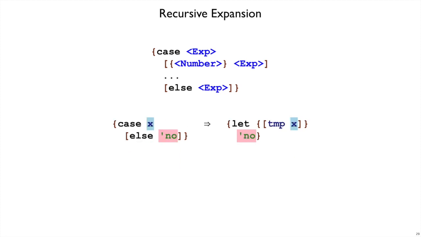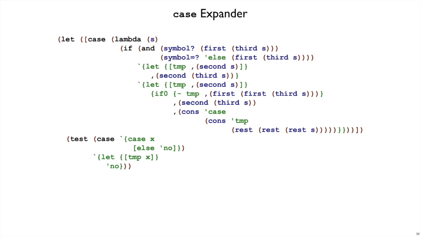Actually, that's not the only thing we have to deal with. We also have to deal with the possibility that there are 0 cases, 0 clauses before else. And in that case, then we just have 2 pieces to rearrange into a simple little expression here. We let some dummy variable just to make sure that that x gets evaluated, and then return the else clause's result. So if we turn that into a function, it looks like this.